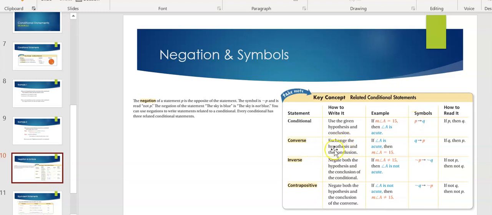A converse is going to exchange the hypothesis and the conclusion, and you see we just changed that. So whatever was the conclusion now becomes after the if, and what was the initial hypothesis now comes after the then and is now our conclusion.